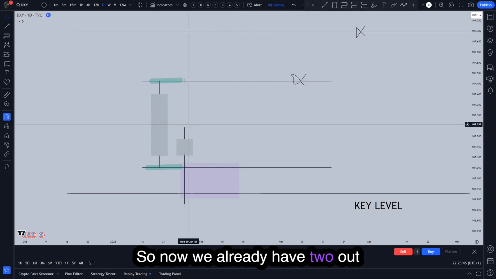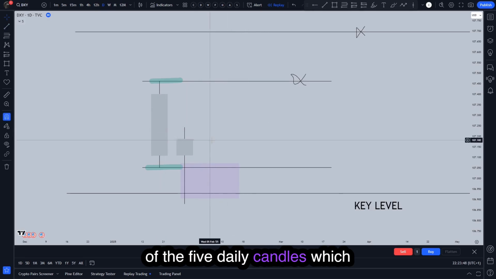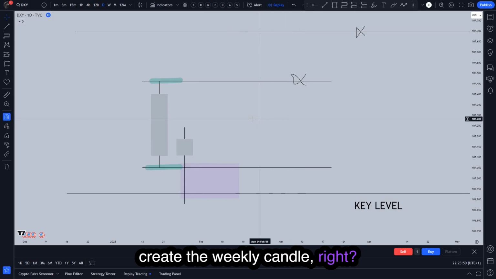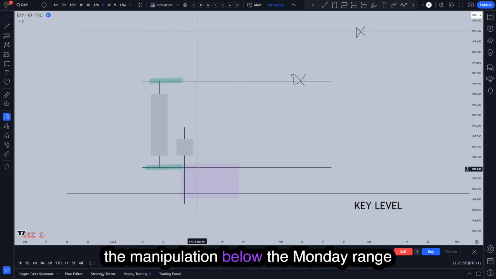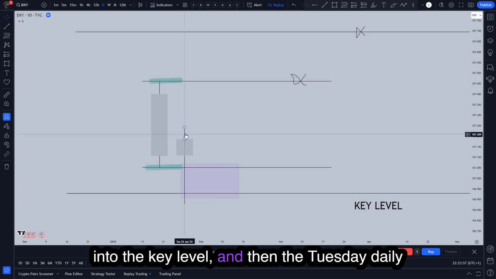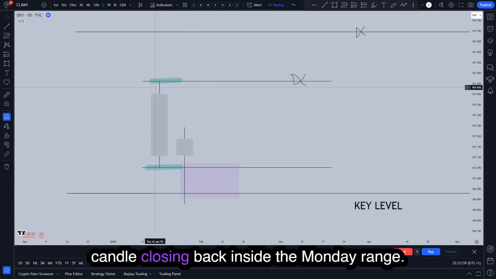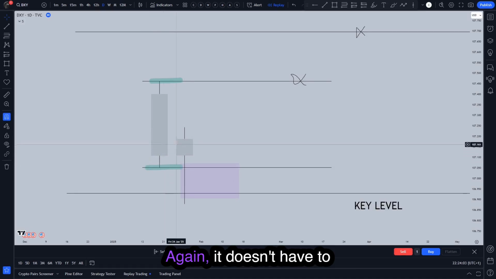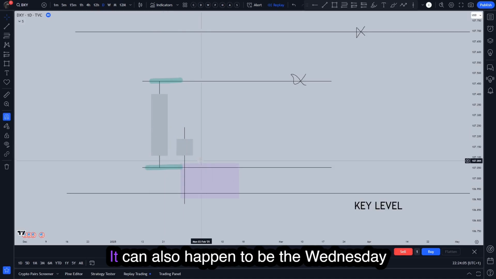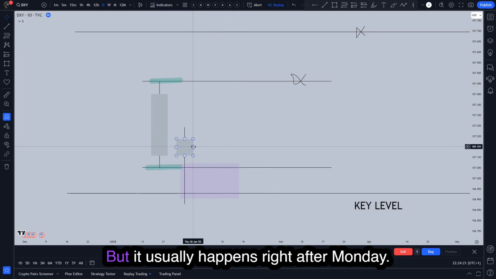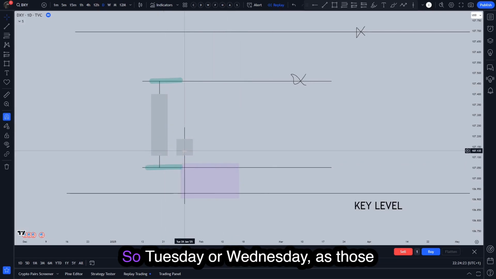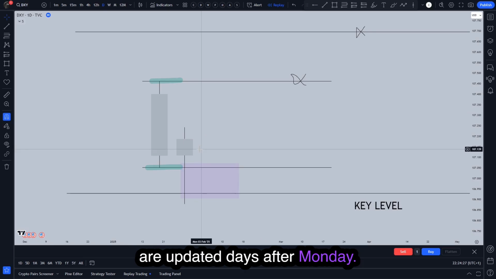So now we already have 2 out of the 5 daily candles which create the weekly candle, right? The Monday range, then we saw Tuesday, the manipulation below the Monday range into the key level, and then the Tuesday daily candle closing back inside the Monday range. Again, it doesn't have to be the Tuesday candle, it can also happen to be the Wednesday candle or even the Thursday candle, but it usually happens right after Monday, so Tuesday or Wednesday, as those are probably the days after Monday.